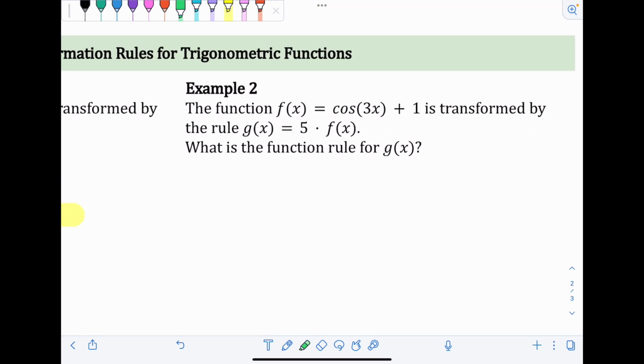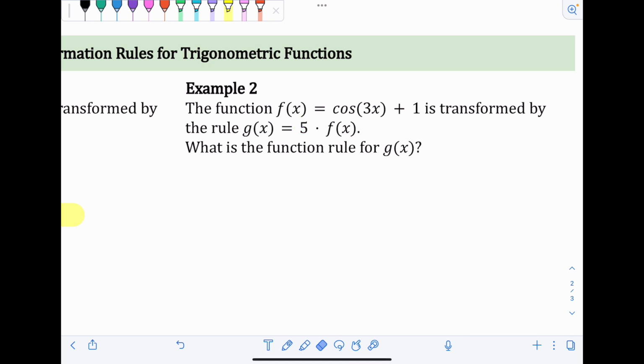Moving on to example 2, the function f of x equals cosine of 3x plus 1 is transformed by the rule g of x equals 5 times f of x. What is the function rule for g of x? So it says g of x equals 5 times f of x. That means we have to take 5 and multiply it by all of f of x. That can be easy to forget. We have to include every single part of f of x, so you want to end up putting f of x in parentheses.